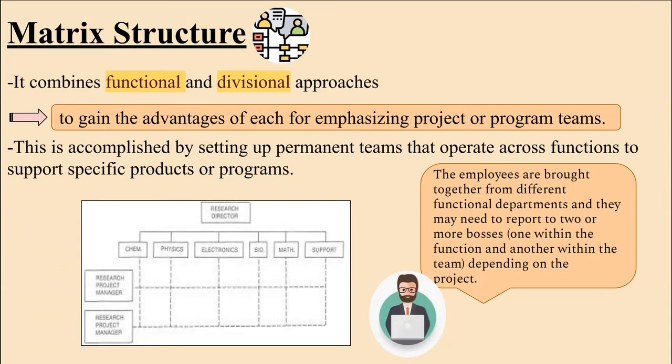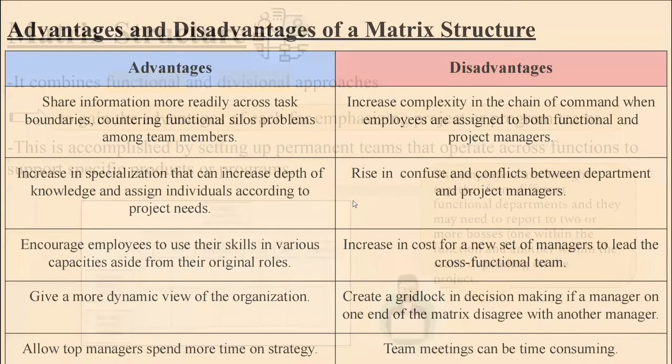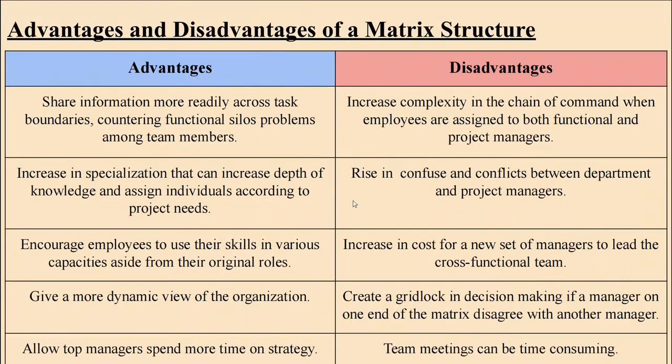There is a research director and the top managers. The employees are brought together from different functional departments and they need to report to their bosses depending on the project. So next slide, advantages and disadvantages of a matrix structure.